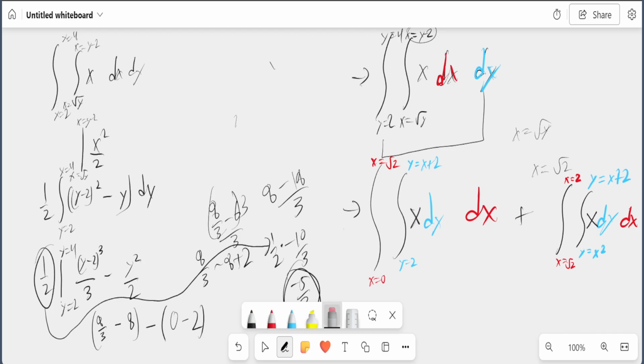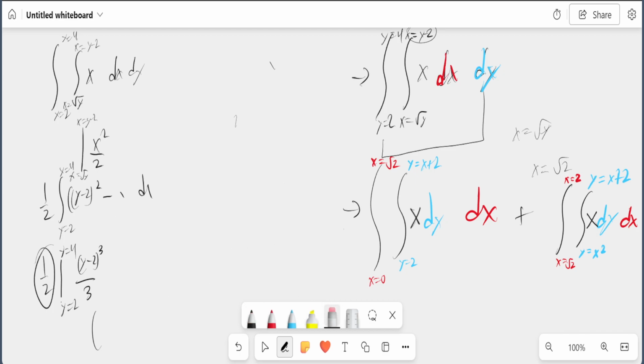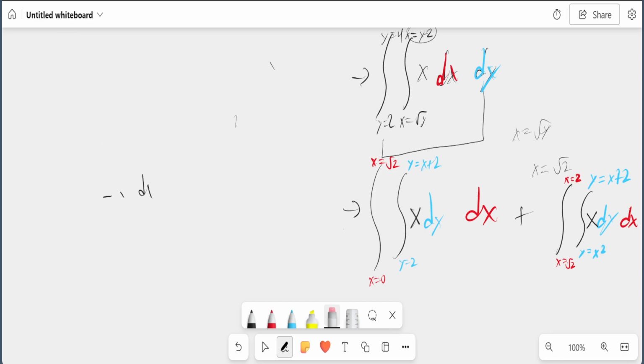Integral number 2, I'm just gonna erase it. Integral number 2 is this. I'll do each of these separately. I'll do the first one. I'm not gonna write too much, I'm just gonna try to do it with minimal writing. So x plus 2, 0, root 2.